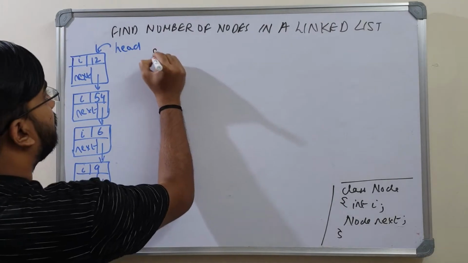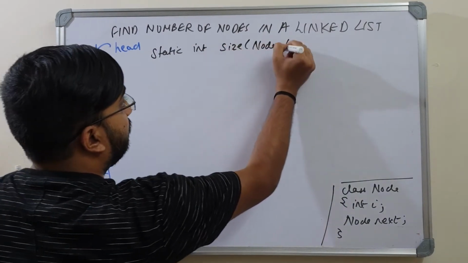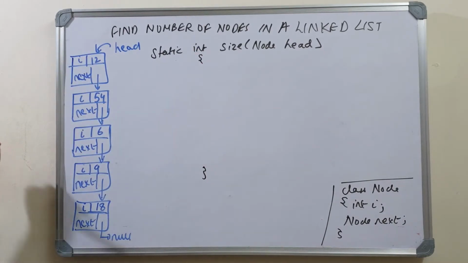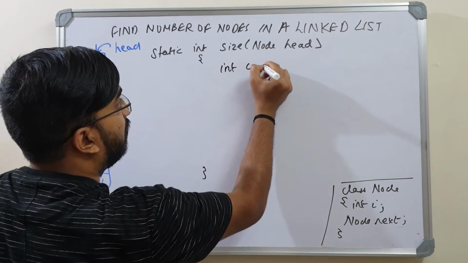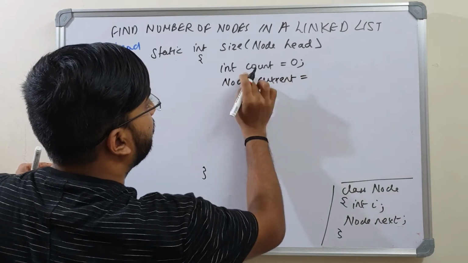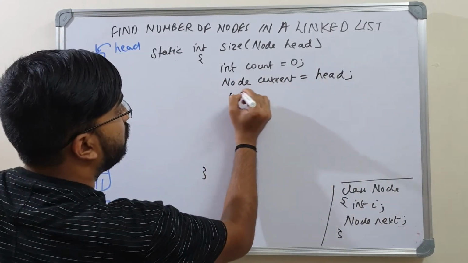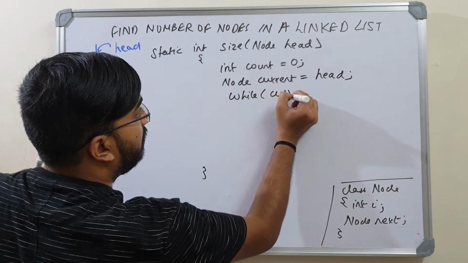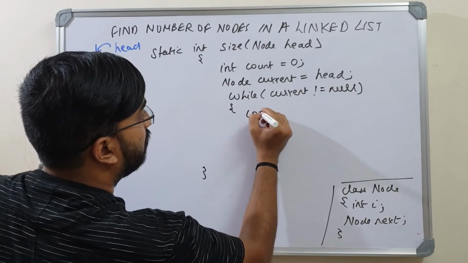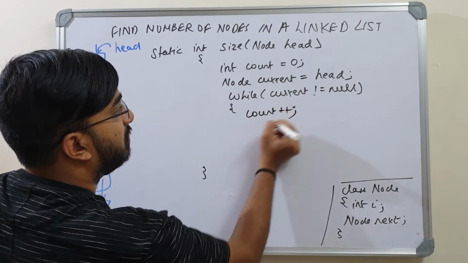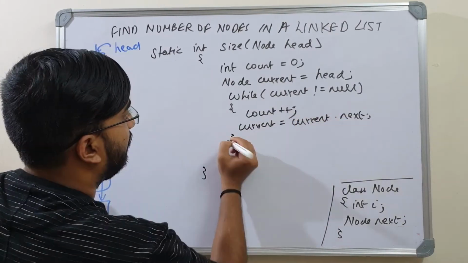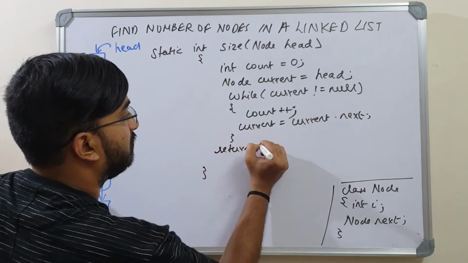So our method is going to be static int size, which takes the head of the linked list. First I'm going to write the code and then I'm going to demonstrate how this works. So I take a variable int count, set it to 0. I take a variable of type node, current, and I set it to head. I start a while loop. I say current is not equal to null, and I do count plus plus, and I say current is equal to current dot next, and finally I return the count.